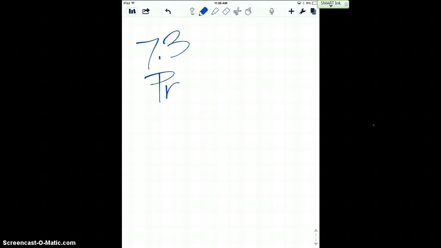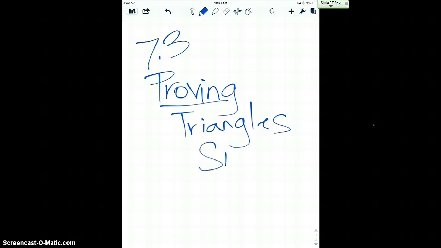And now we are taking those similar polygons to another level by proving triangles similar. Okay, so you're used to proving triangles congruent by like side, side, side. Can you name any more of them? Right now you should be naming some more of them. Can you say any of them out loud? How can we name triangles congruent?